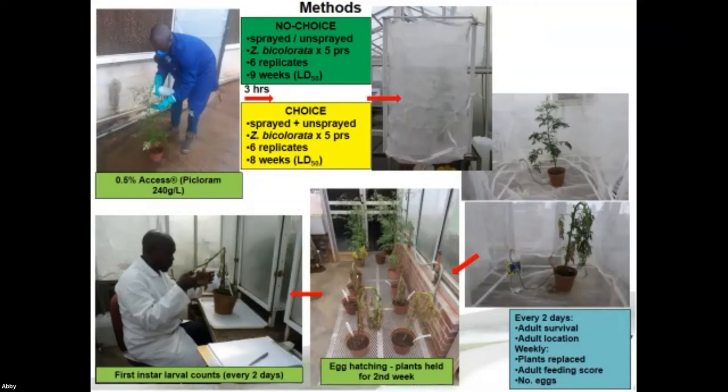We did this by spraying plants with 0.5% perchlorem and allowed them to dry for 3 hours before the adults were exposed on the plants in the cage. After every 2 days, we did assessments for adult survival and adult location. In the choice test, we rotated plants after each assessment. On a weekly basis, plants were replaced with the same treatment, and adult feeding was assessed on a score of 0 to 5, and we also did egg counts per plant. Plants were held for a second week for egg hatching, and every 2 days we did first instar larval counts.